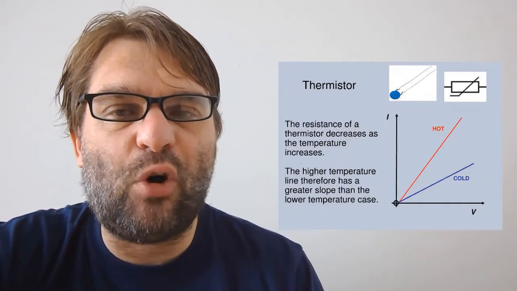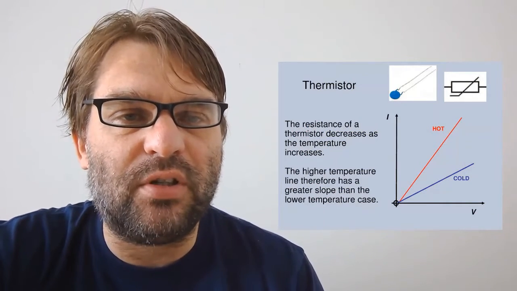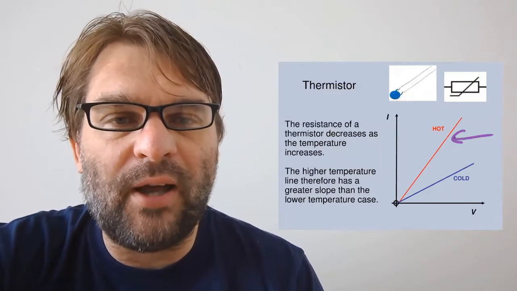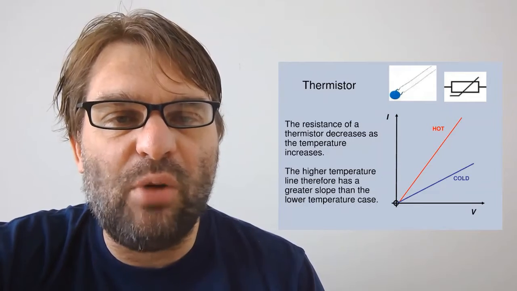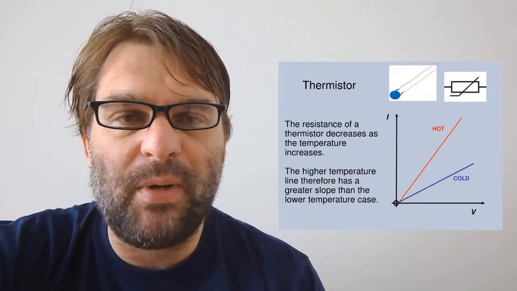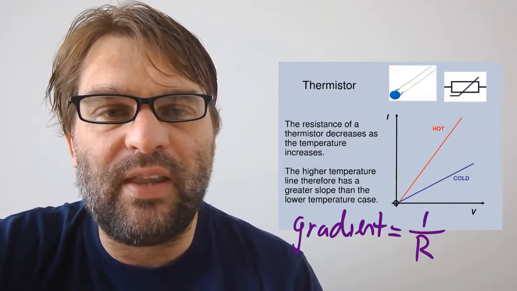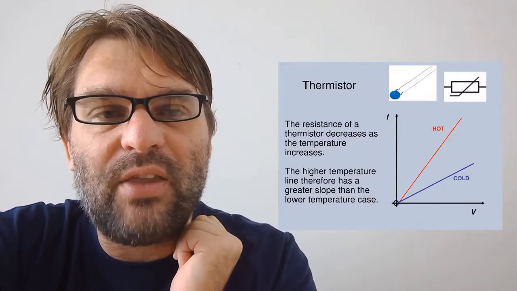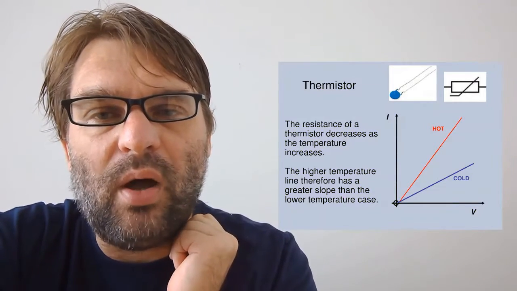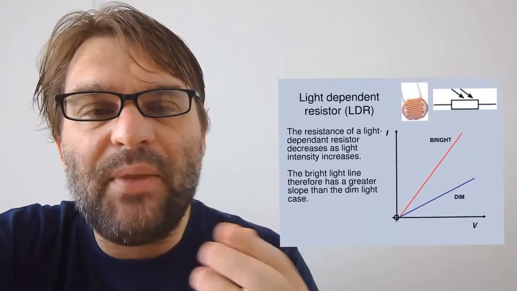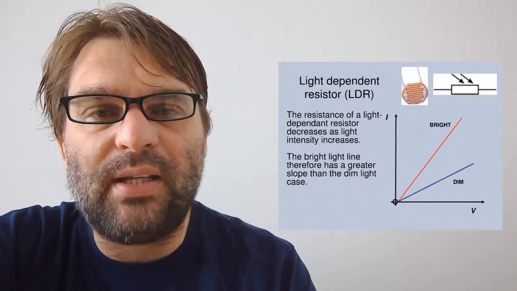You can see this from a plot of current versus voltage. The higher temperature line, the red line, the hot line, has a greater slope than that of the colder temperature, because remember, the gradient of the current-voltage graph is 1 over the resistance. So the higher the gradient, the lower the resistance. It's an inverse relationship.